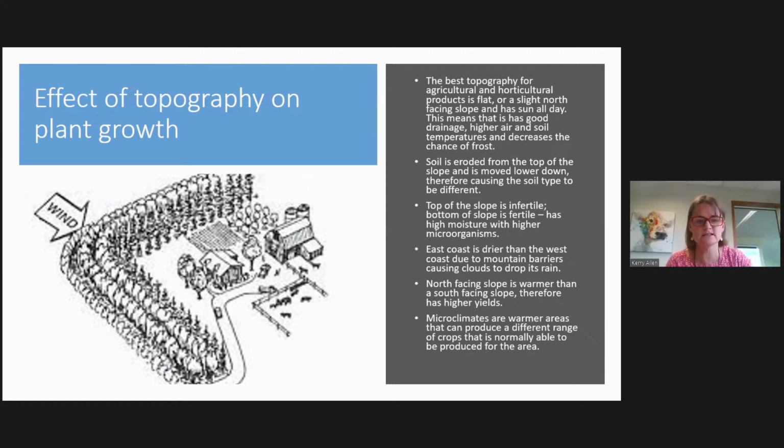However, depending on how steep your land is, soil will erode from it. So you will have less good soil at the top of a hill, per se, than at the bottom. The bottom contains a lot more fertile soil.